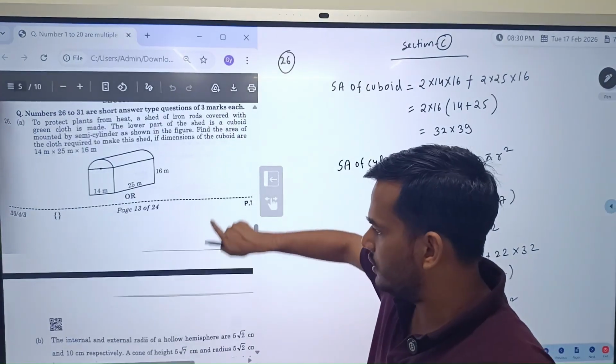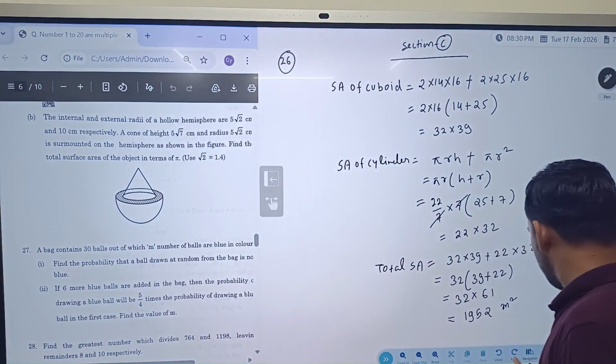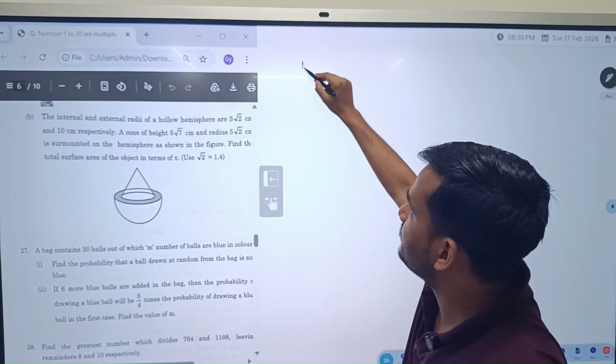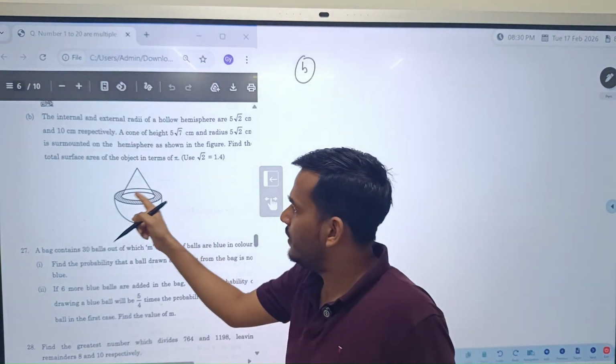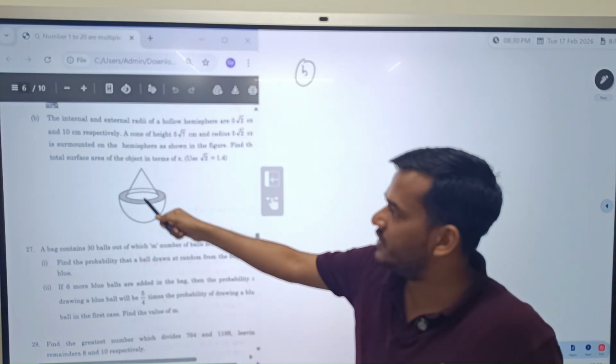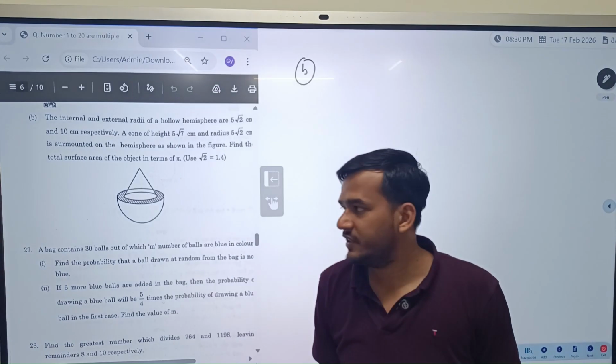Now this question also has an option. So B part. There is a hemisphere, and on the top of this hemisphere there is a cone. Again in this also we have to find the surface area.